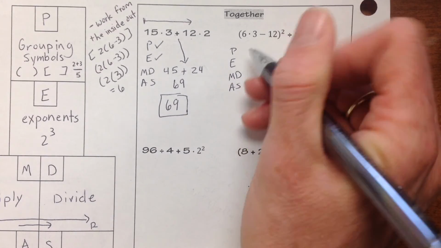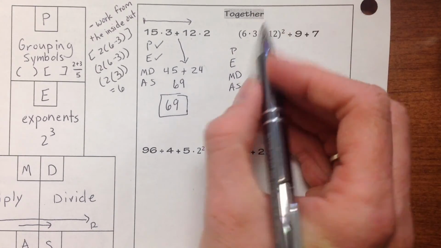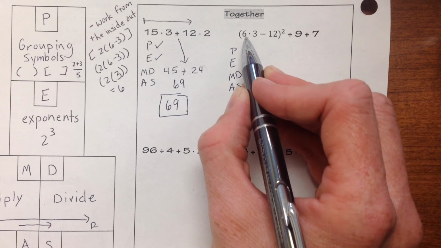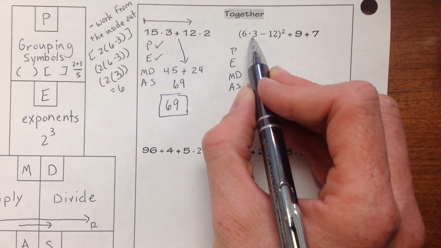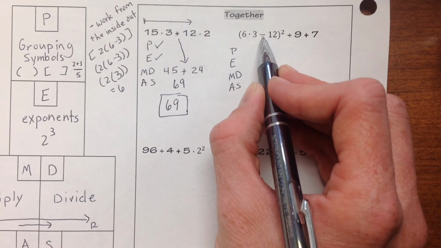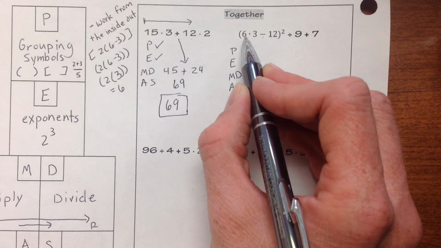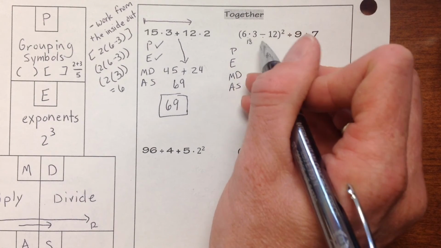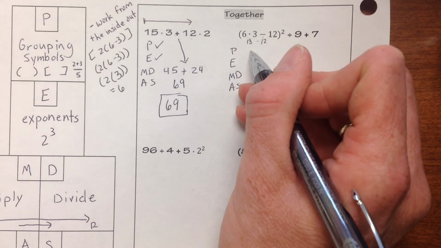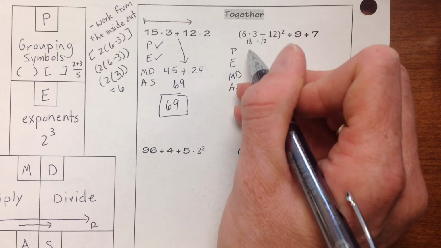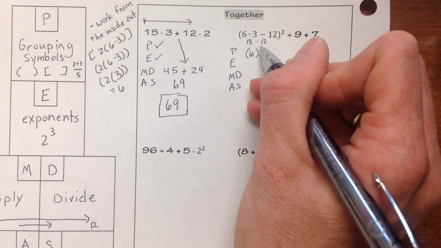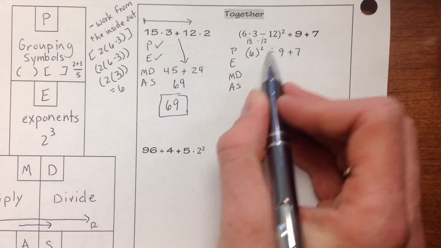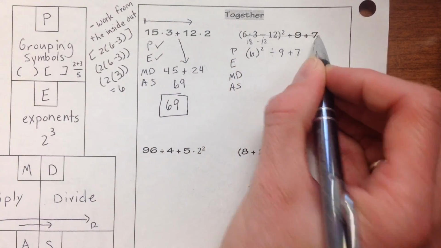So here we have P-E-M-D-A-S. Parentheses, yes, we have those. Here is our parentheses. Now we said from the inside, okay, we need to now look at our order of operations again. So I don't do the subtraction first, I actually do the multiplication. So 6 times 3 is 18. And then I subtract 12. So really inside those parentheses I have 6. Okay, now I'm going to leave it as 2 and then divide 9 plus 7. So that now I look at this problem and not this one right here.